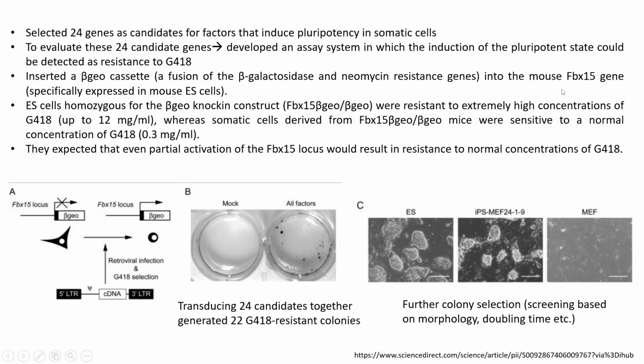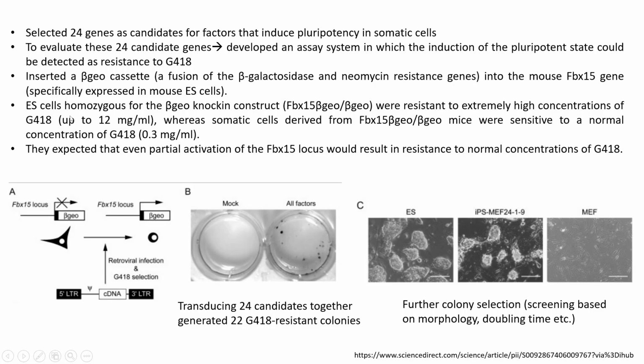This cassette was in the mouse FBX15 gene. Now, this mouse FBX15 gene is expressed specifically in mouse embryonic stem cells, meaning that if the cell has been correctly induced into a pluripotent state, this gene will start expressing, and both beta-gal as well as neomycin resistance will also start being transcribed, meaning that the cell will be able to produce beta-gal and also be resistant to neomycin. So that is the way they were screening and telling, okay, this has been induced into pluripotency at some level.